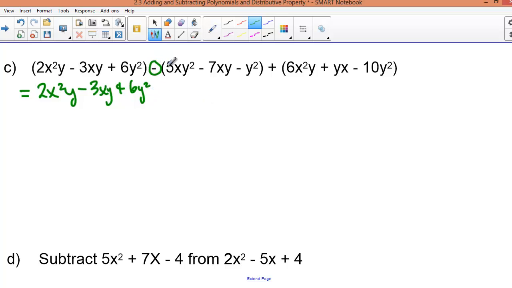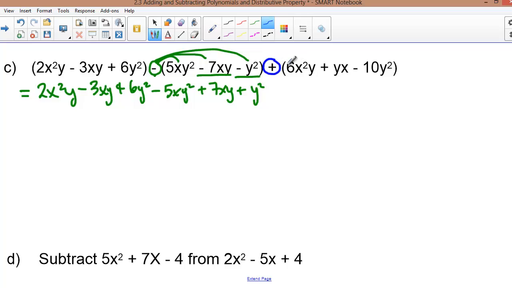We are going to subtract each of the terms that are inside of the brackets right in front of the subtraction. We're not going to over-subtract, right? We're not going to subtract any of the stuff at the end, just the stuff that's in the brackets in front of it. So we're going to take away 5xy squared. We're going to take away negative 7xy, which is the same thing as adding 7xy. And we're also going to take away negative y squared, which is the same thing as adding y squared.